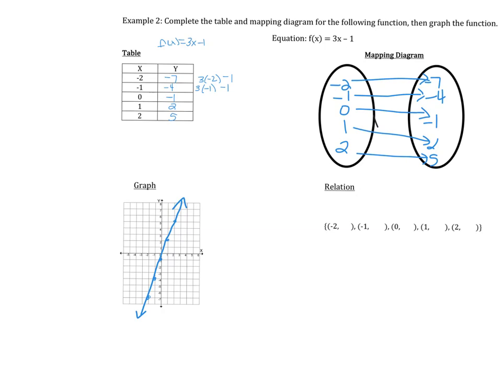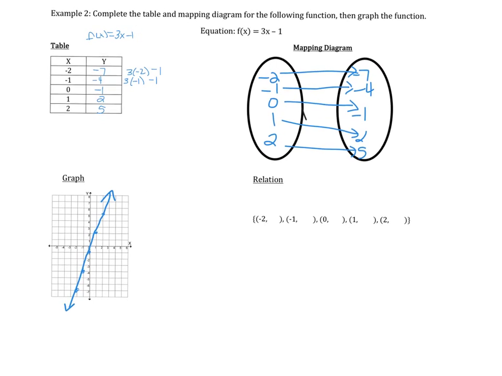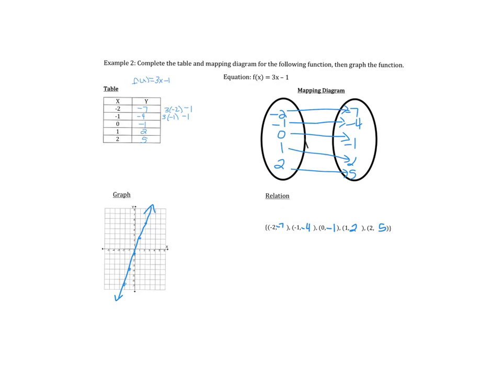Lastly, we're going to complete a relation. A relation is just a set of points, and all we're doing here is putting in the outputs for each input, which we already found. So -2 has an output of -7, -1 has an output of -4, 0, -1, 1, 2, and 2, 5. And those are 4 representations of functions. We have the table, the mapping diagram, the graph, and the relation. There's other representations as well, but we'll stick with these for now.